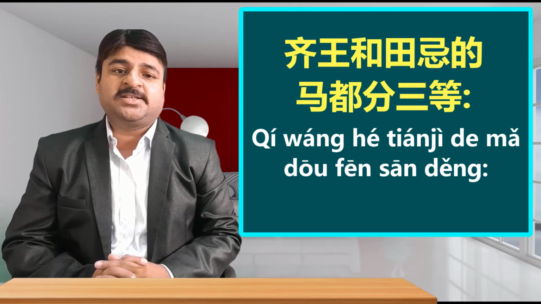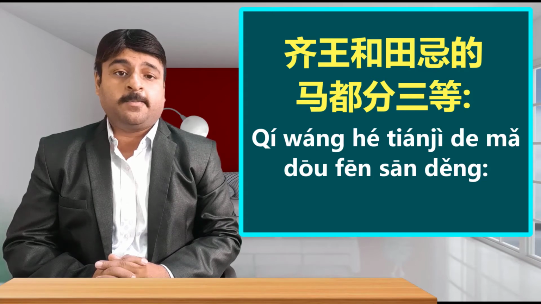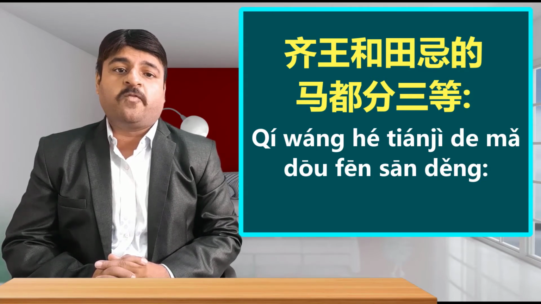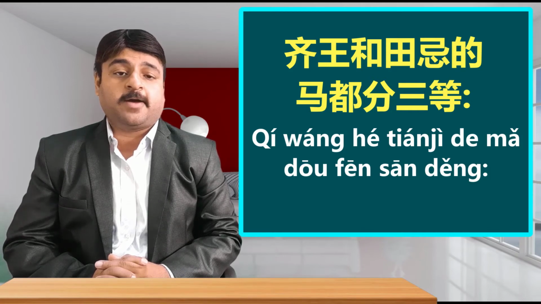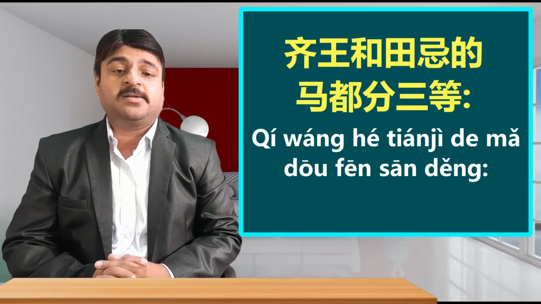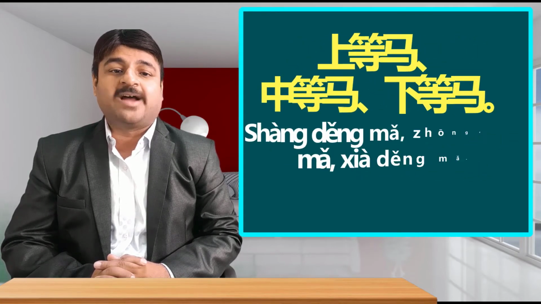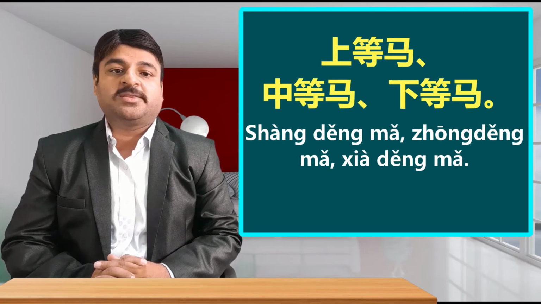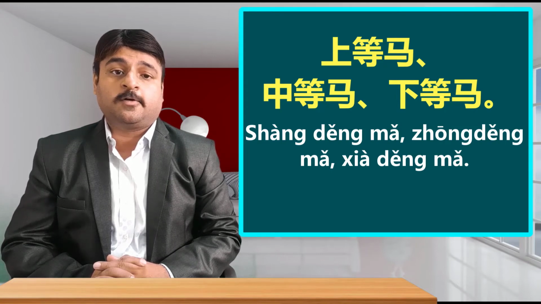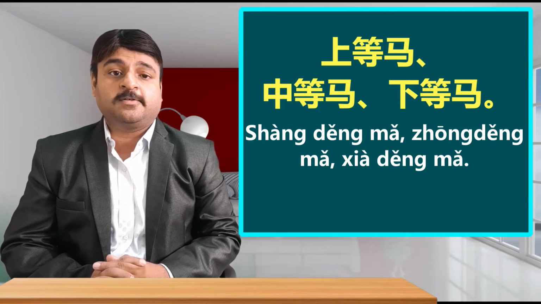The horses of the emperor and Tianqi were divided into three grades. So both Emperor Qi's and Tianqi's horses were divided into three grades: the superior grade, the middle grade and the lower grade.